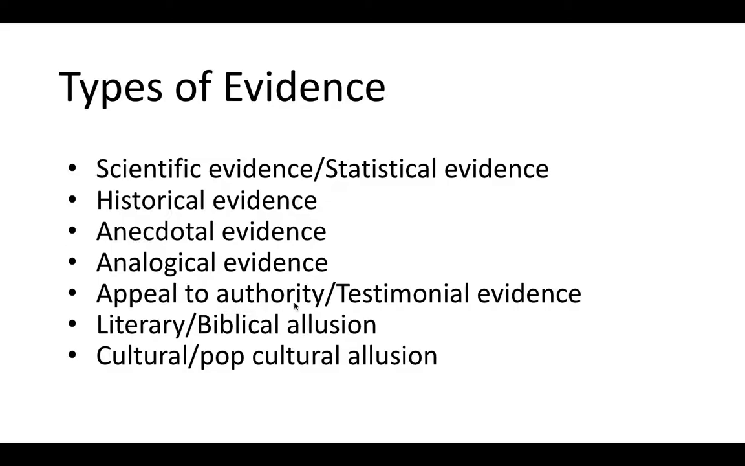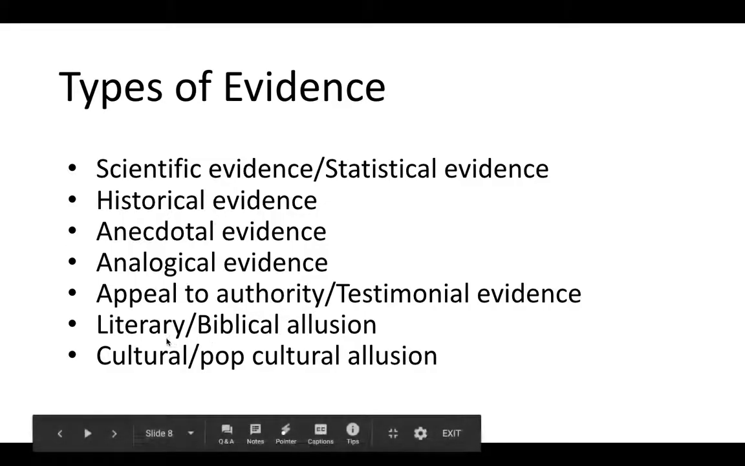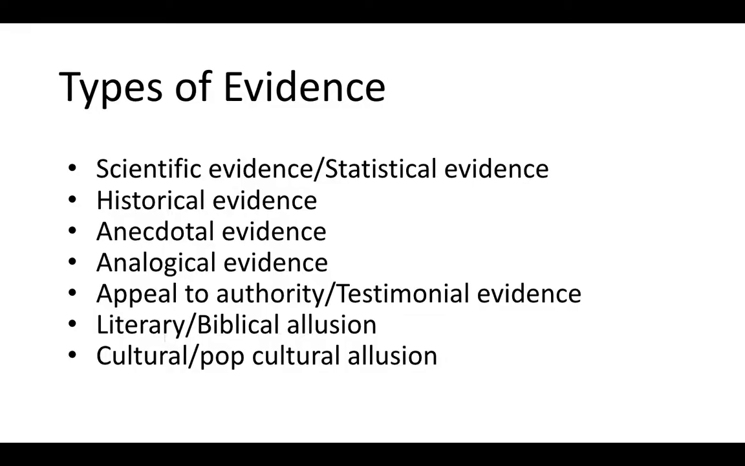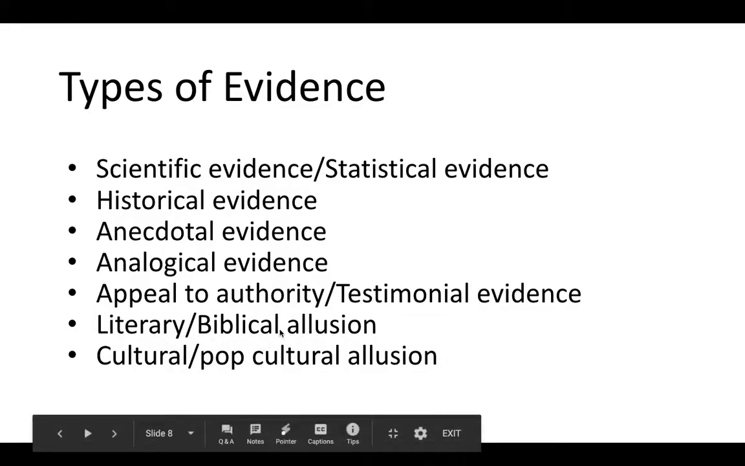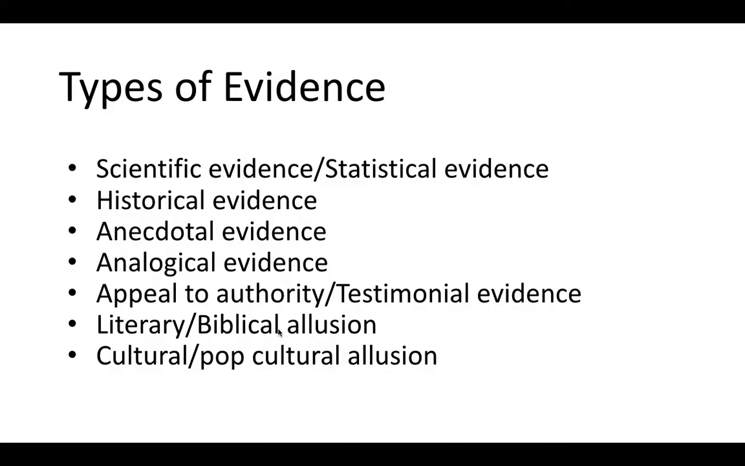Someone who is an authority on the topic in one way or another, the author references that person to help us believe what we should. Then there are allusions. Literary allusion is a reference to any kind of literature, piece of literature, usually fiction. Biblical allusion, any kind of allusion to religion. That can be used as evidence as well, if you're using it to kind of prove your point.